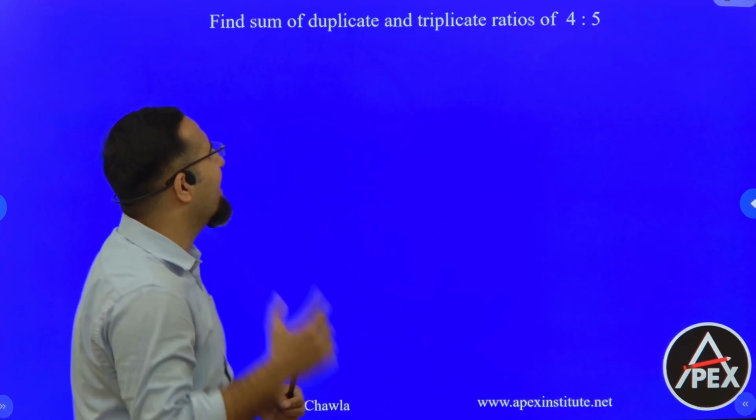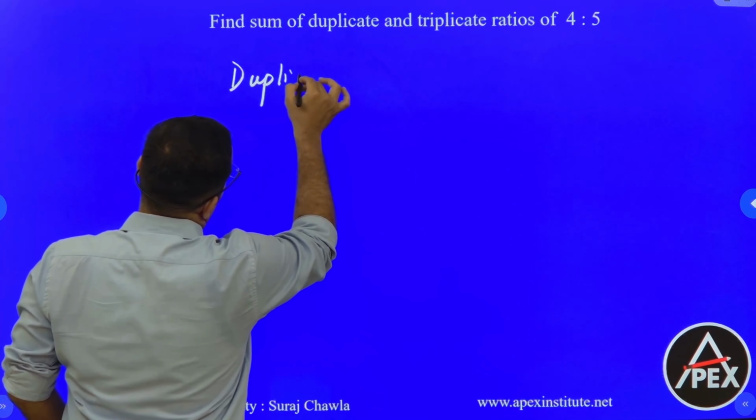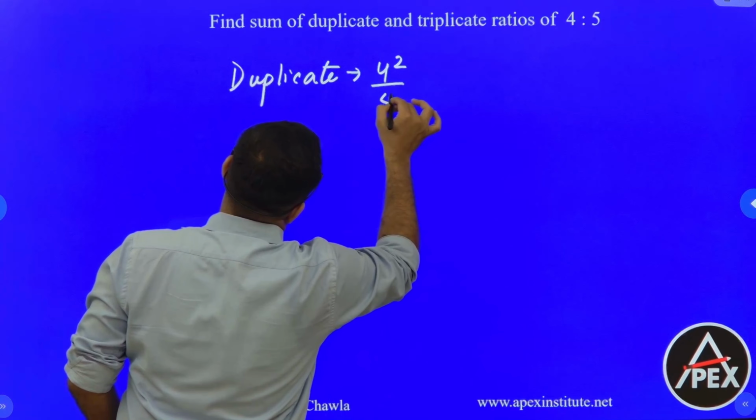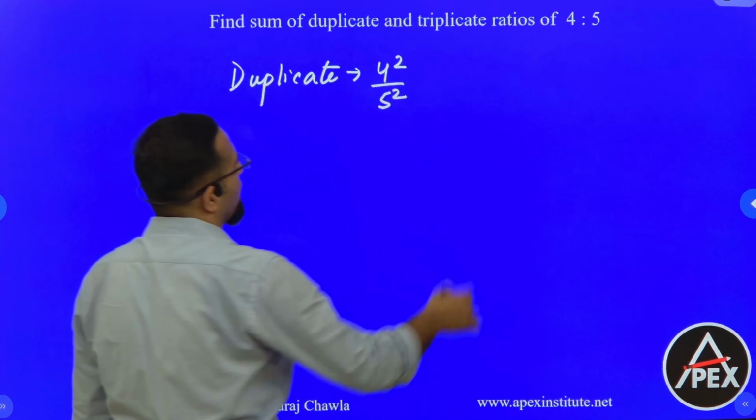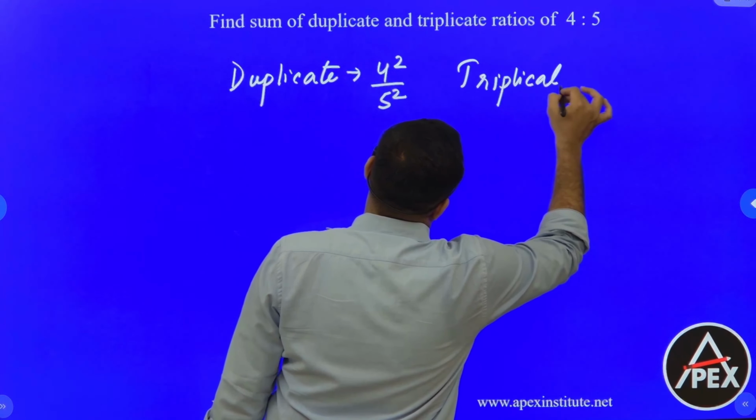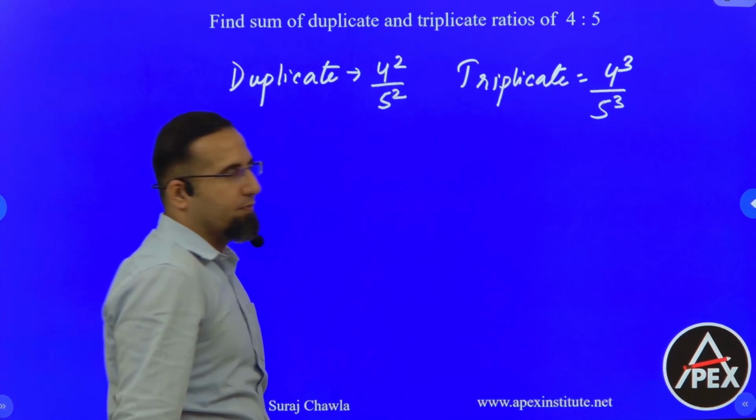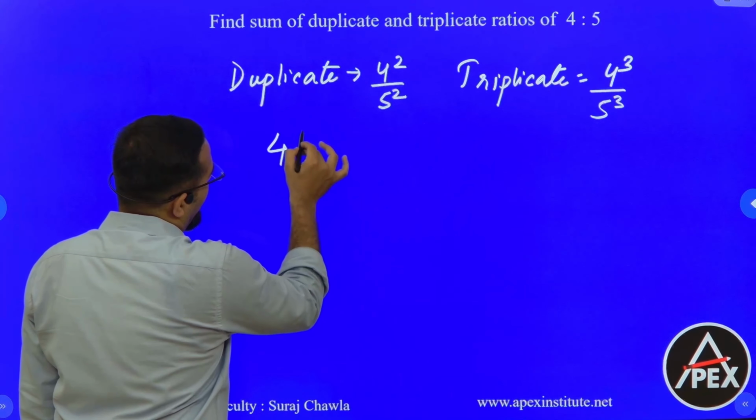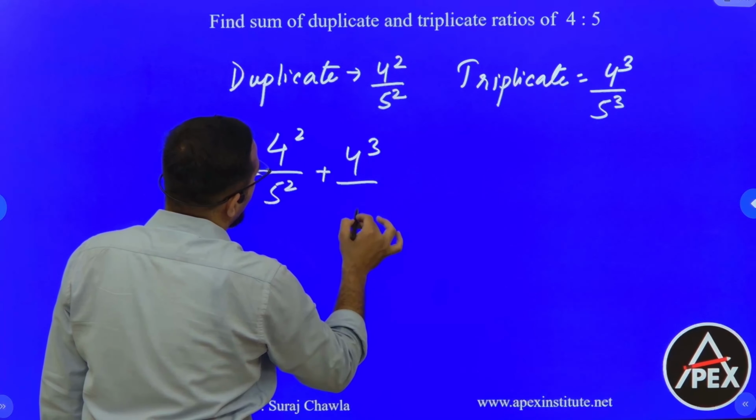Now duplicate ratio. What is duplicate ratio of 4 is to 5? So we know that duplicate ratio will be 4 square is to 5 square. Clear? Now what is triplicate ratio? Let's calculate here only. So the triplicate ratio becomes 4 cube by 5 cube. Clear? And we want to add both of them. That means my job is to calculate 4 square by 5 square plus 4 cube by 5 cube.